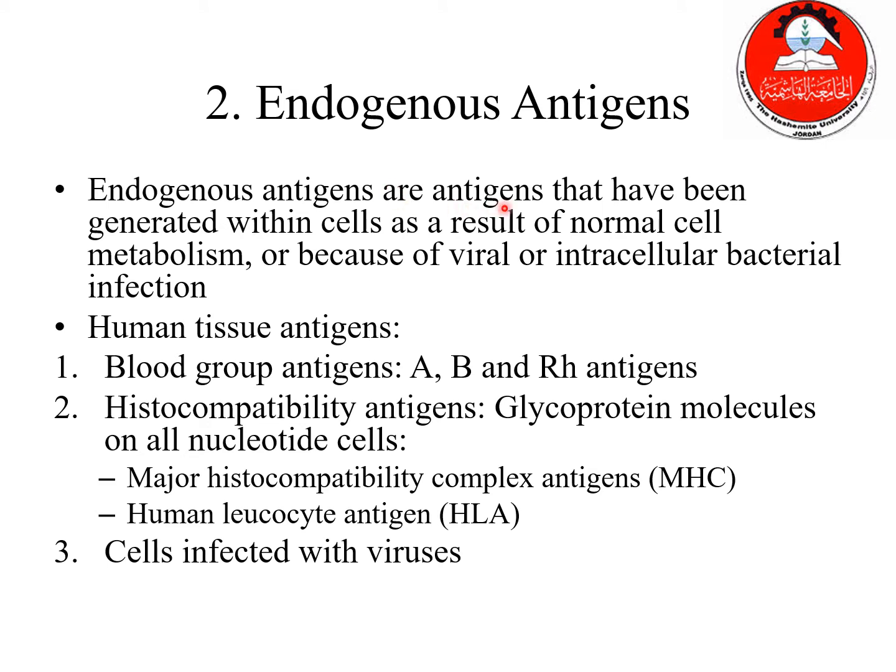Endogenous antigens are antigens that have been generated within cells as a result of normal cell metabolism or because of viral or intracellular bacterial infection. So they are formed as a result of normal cell metabolism or as a result of intracellular infection caused by viruses or bacteria.